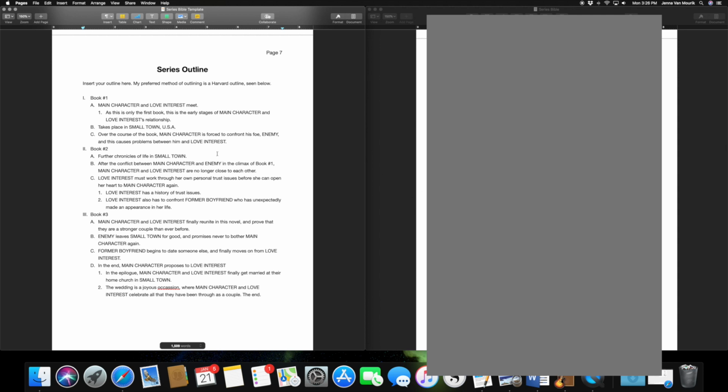You guys know this. It is my favorite method for outlining. It is how I do everything when it comes to outlining and planning stories, planning arcs, planning characters. It's just the way that makes the most sense to me.